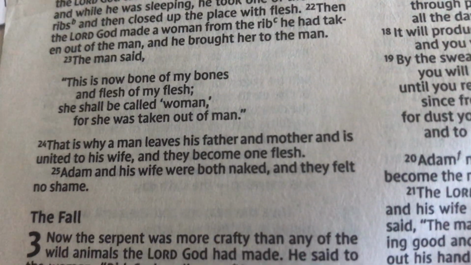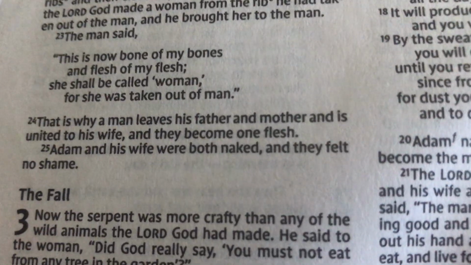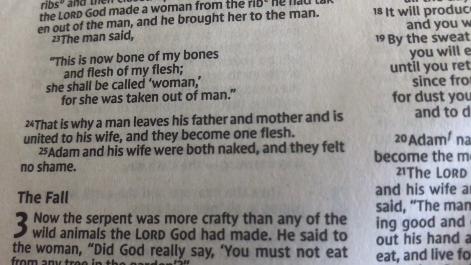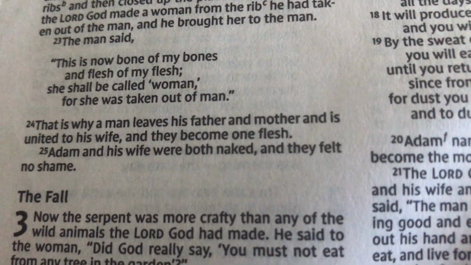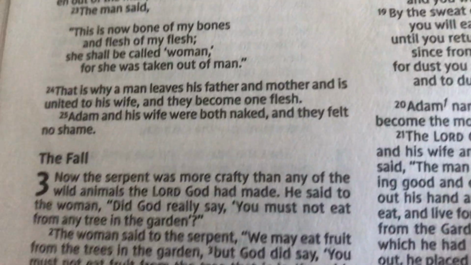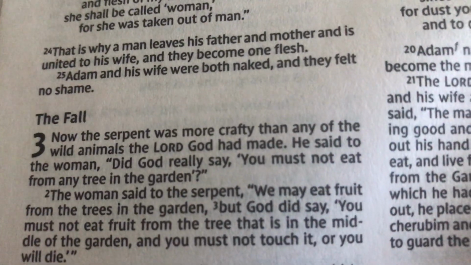That is why man leaves his father and mother and is united to his wife, and they become one flesh. Adam and his wife were both naked, and they felt no shame. The fall.